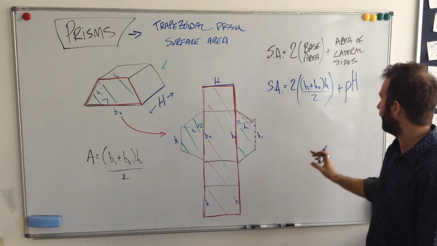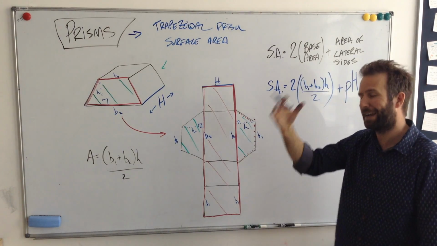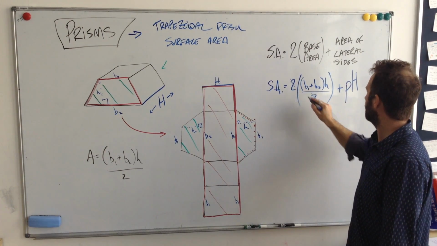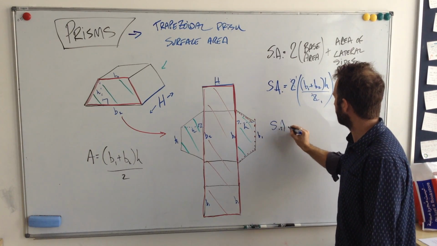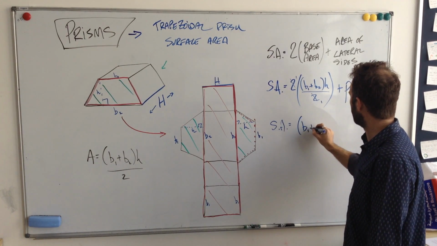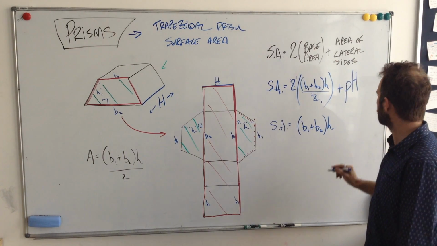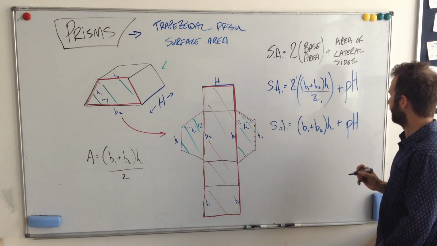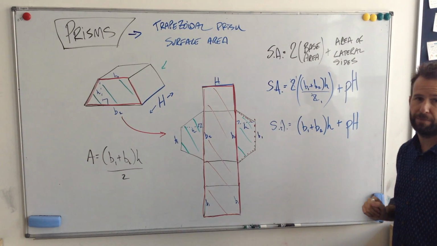Now the final step we have is similar to the triangular prism formula, where we were able to cancel the 2's. Those both become 1. We had a 2 in the numerator and the denominator. So our final trapezoidal surface area formula ends up being this. Base 1 plus base 2 multiplied by little h plus the perimeter of the trapezoid multiplied by big H. That is your trapezoidal prism surface area formula.